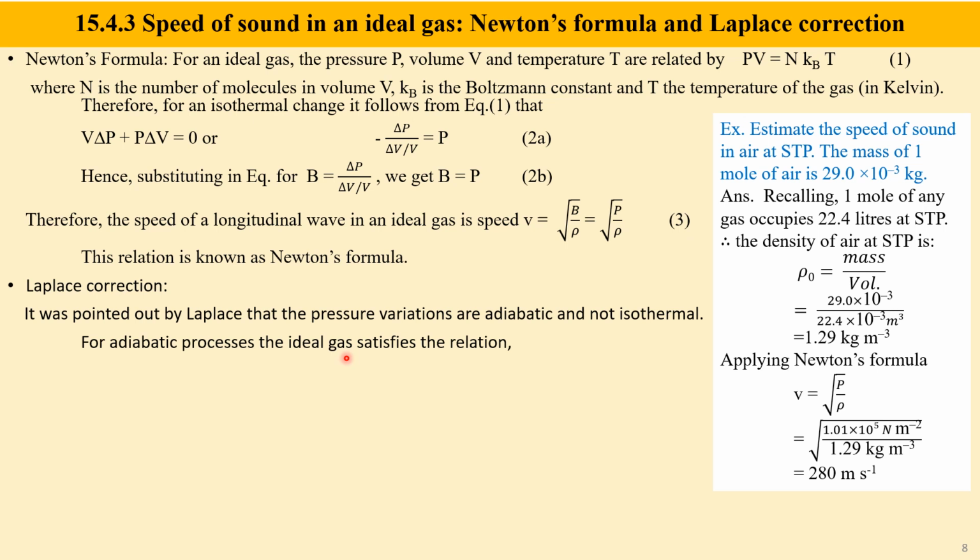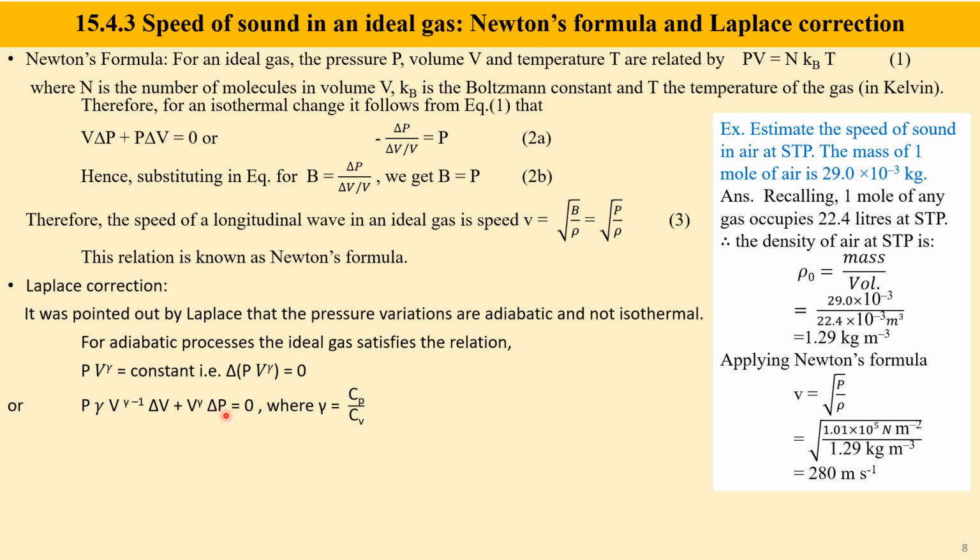For adiabatic processes, the ideal gas satisfies the relation PV to the power of gamma is equal to constant. This also we have studied in section 12.8. Hence, delta of P V to the power of gamma should be 0. Therefore, applying differential calculus, we get P into gamma into V to the power of gamma minus 1 into delta V plus V to the power of gamma into delta P equals 0.